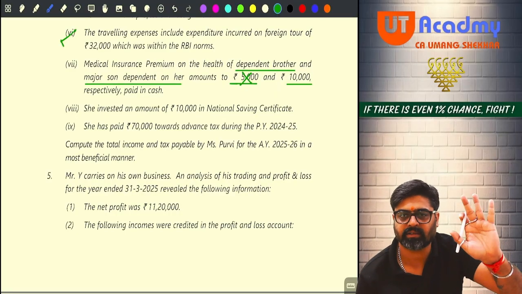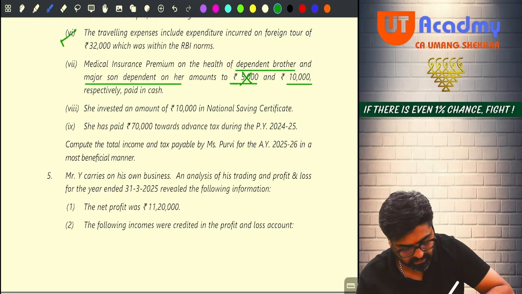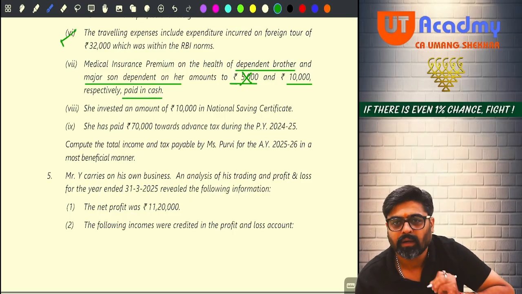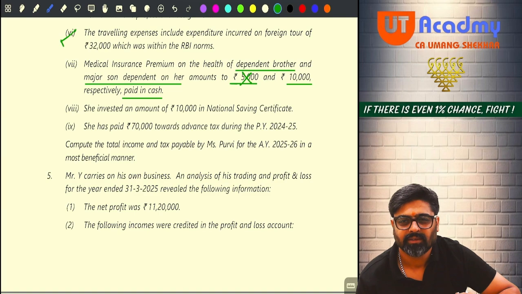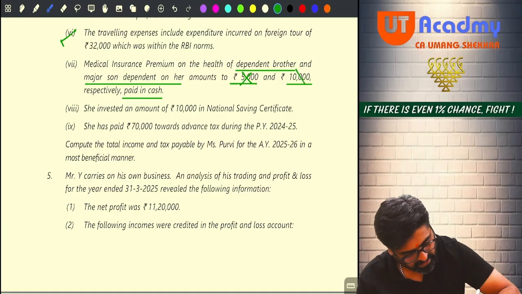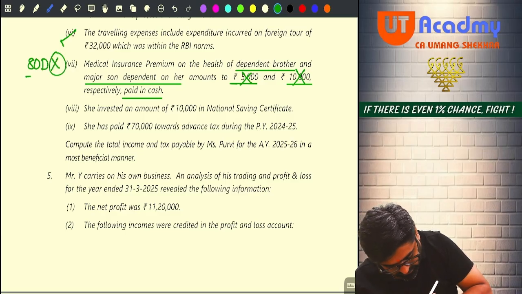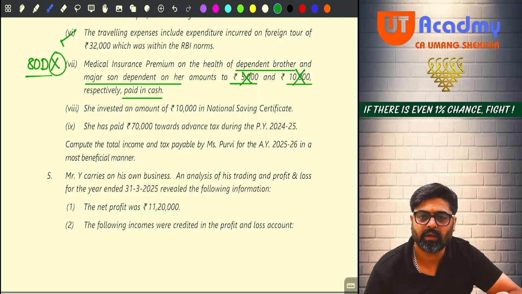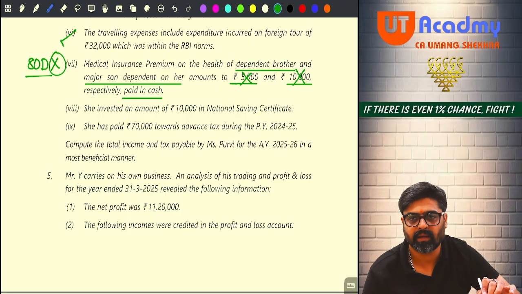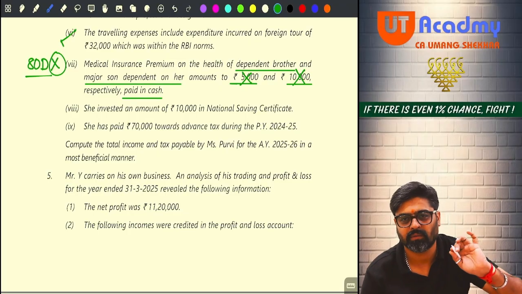10,000 can be claimed as a deduction, but will not be allowed because it is paid in cash. Ayyo. She should not have paid this amount in cash. If paid in cash, hence this is disallowed. So, did you see 80D? Yes. But will you get 80D? No. You will not get 80D. So you'll have to write a note that the premium for dependent brother is not allowed. Premium for the brother is not allowed, even if dependent. Premium for dependent son can be taken, but it is paid in cash, hence it is not allowed.